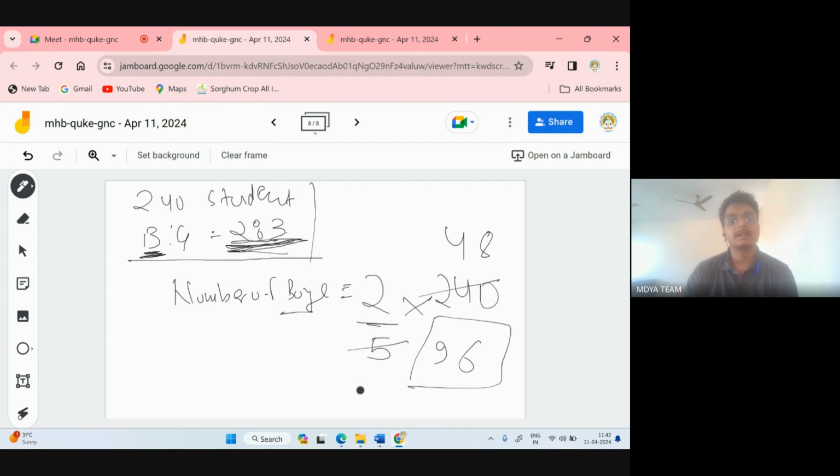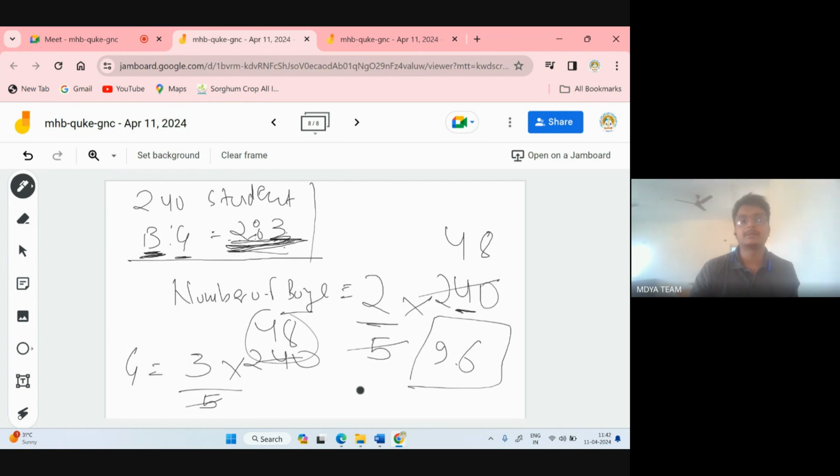So understood. How will you calculate the number of girls? First, write the number which is equivalent to girls, so 3, upon the total of the values given in the ratio, which is 5, multiplied by 240. Or you can just subtract this 96 from 240, and you will get the number of girls. Understood how to do it? Yes, sir. Okay, one more example.